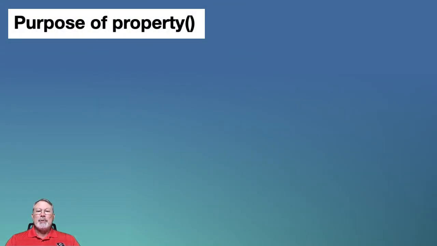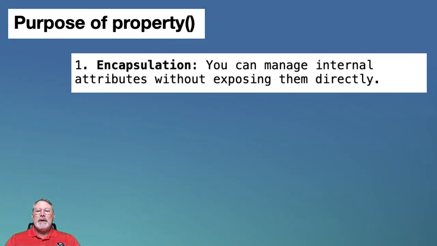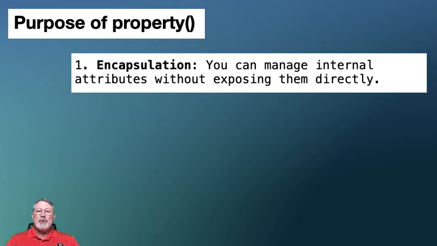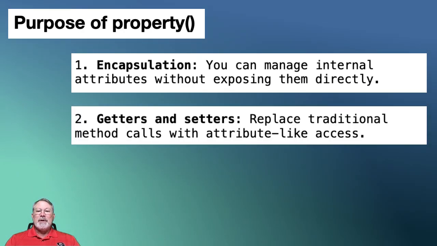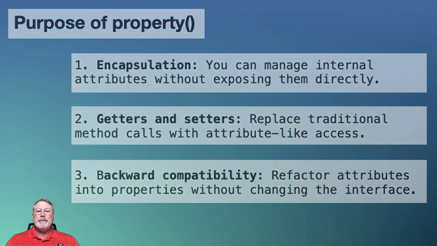Why use property? It's used to define methods that control access to instance attributes. Key concepts include encapsulation. You can manage internal attributes without exposing them directly. Getters and setters. Replace traditional method calls with attribute-like access. And backward compatibility. You can refactor attributes into properties without changing the interface.